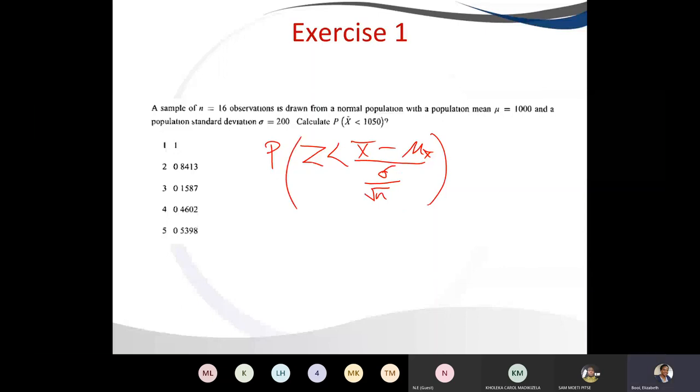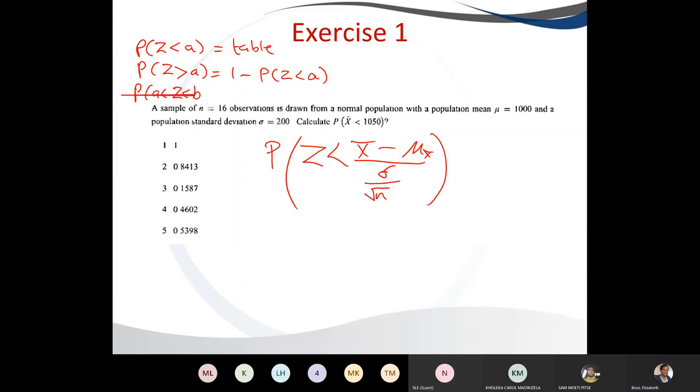That's your exercise. When you do that, you go to the table and find the value. Remember also to apply the concepts you've learned. Probability of Z less than A is the value you find on the table. Probability of Z greater than A is 1 minus the probability you find on the table. The probability of between A and B will be the probability of Z less than B minus the probability you find on the table for Z less than A.